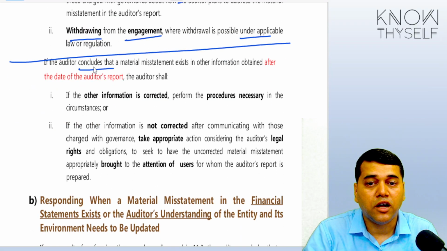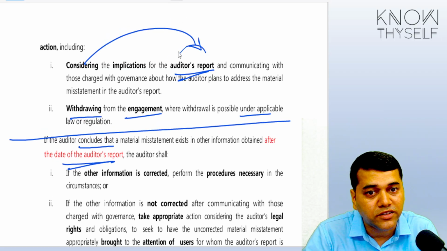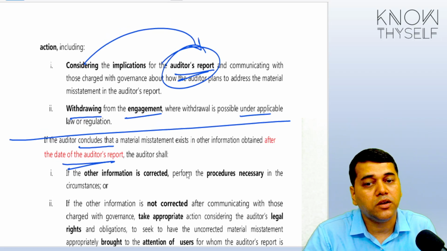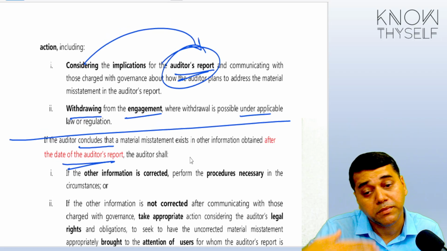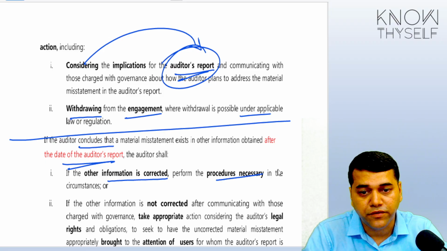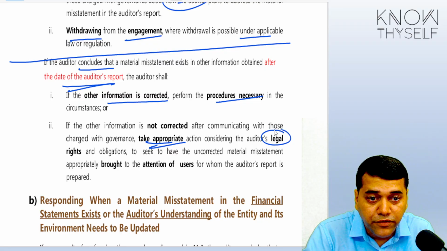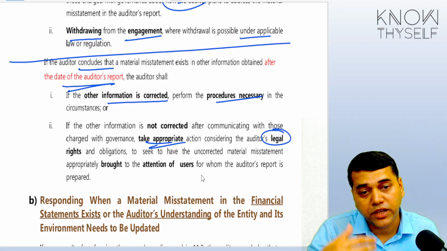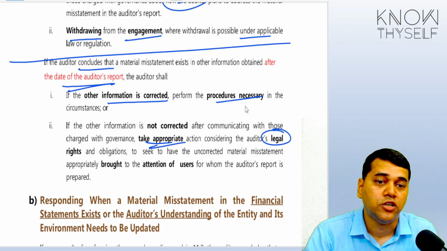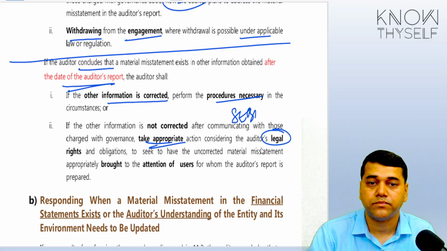Now, the auditor concludes that the material misstatement exists after the date of the auditor's report. If you have not issued the audit report, you will consider modifying it. But what if you come to know of the misstatement after you have given the audit report? If the other information is corrected, you verify it, but if not corrected, then take appropriate action. Go and figure out what your legal rights are. How can you bring it to the notice of the shareholders? Should you resign? Should you inform SEBI? This is what you need to figure out.